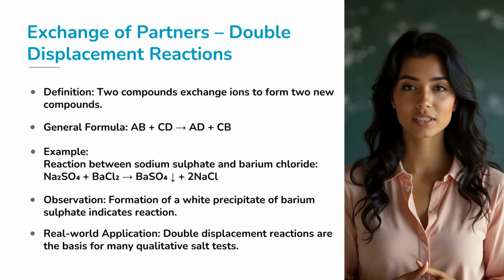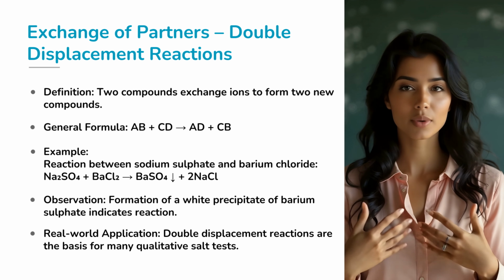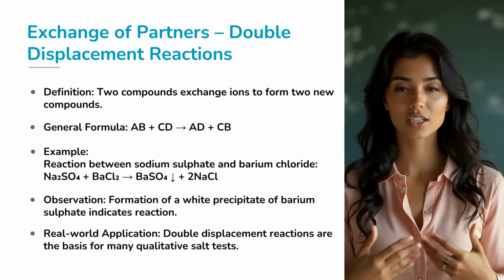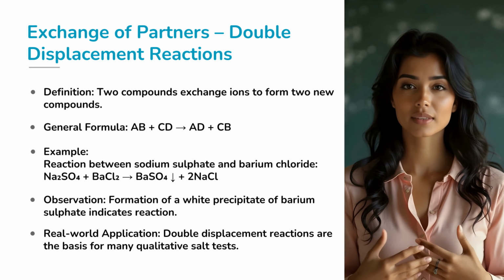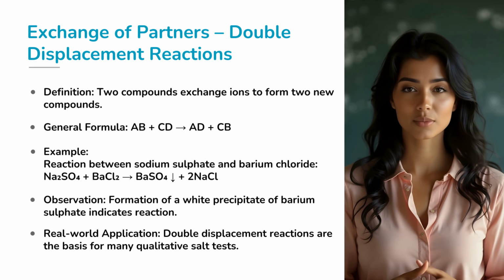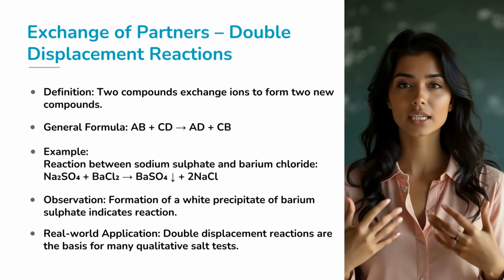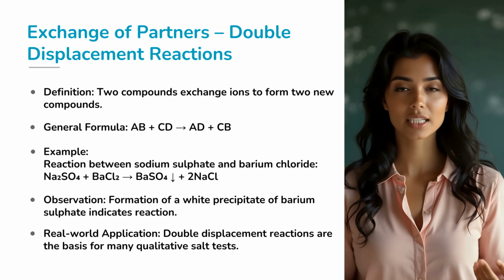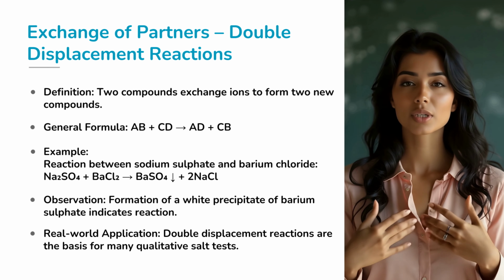Now let's look at double displacement reactions, where two compounds exchange ions to form two new compounds. It's like chemical swapping. The general reaction looks like this: AB plus CD gives AD plus CB. Let's take sodium sulfate reacting with barium chloride. The result? A white precipitate of barium sulfate and sodium chloride. Written as Na2SO4 aqueous plus BaCl2 aqueous gives BaSO4 solid plus 2NaCl aqueous.